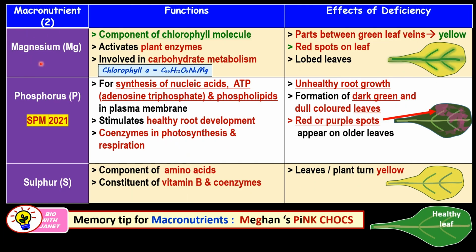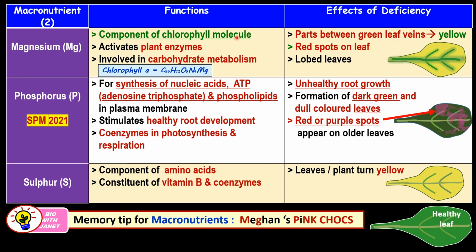The next macronutrient is magnesium. So magnesium is a very important macronutrient in plants because it is the structural component of the chlorophyll molecule, as we can see from the formula for chlorophyll A, right? You can see that there is magnesium in chlorophyll A.